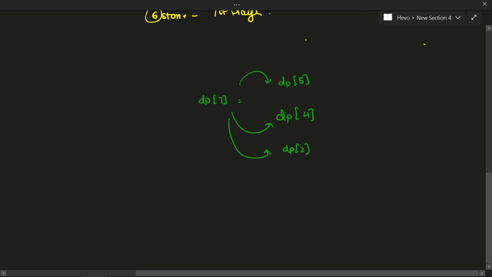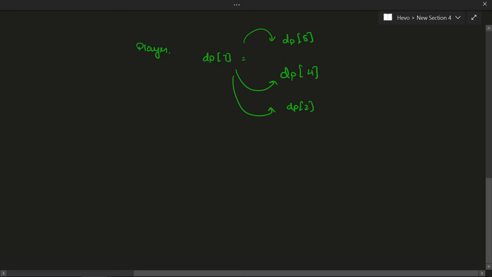Right. So what we say is that if there are different possible answers, for player one, he can only choose these three options. But if he wins the game in any of the three possible outcomes, then he can definitely win the game. I hope you're getting what I mean to say. So, for example, if I remove two stones, I go to the state of DP5 and player one is winning, he will definitely choose this state, right?